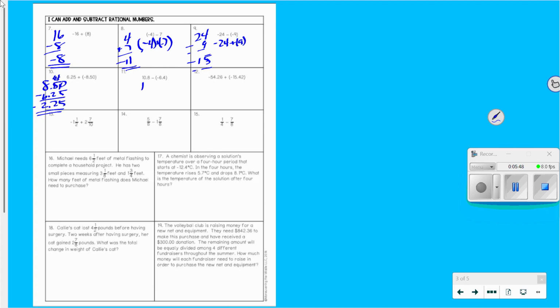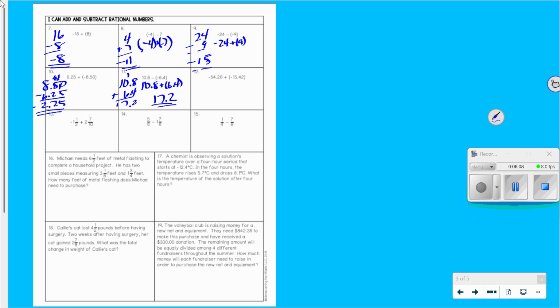Again, I don't subtract, so I need to first change it to addition. The opposite of a negative is a positive. And now I have the same sign, meaning I'm just going to add 10 and 8 tenths plus 6 and 4 tenths. 12, my decimal comes straight down. 7, so it's 17 and 2 tenths.